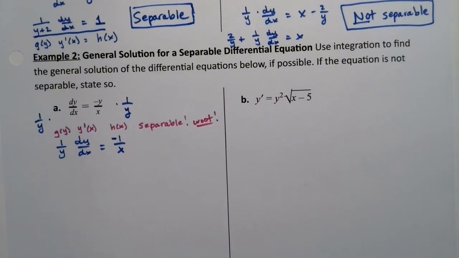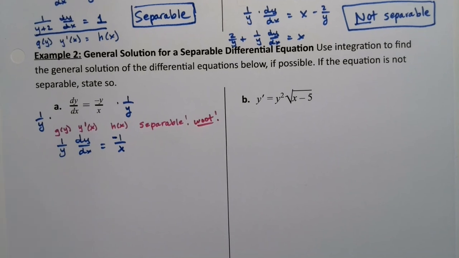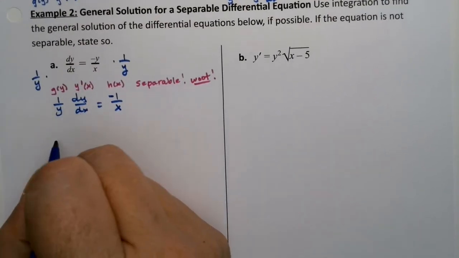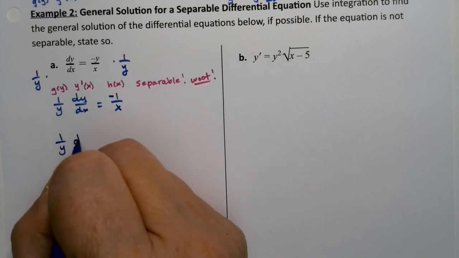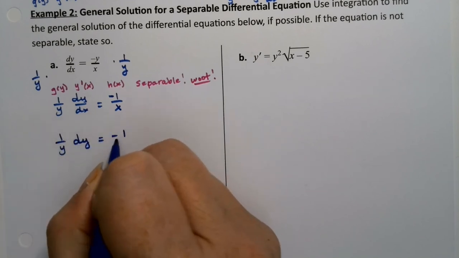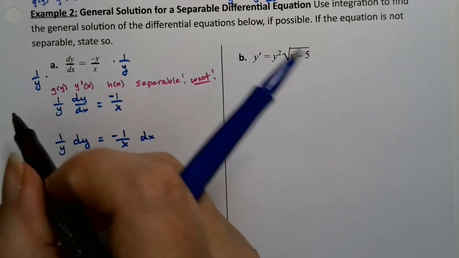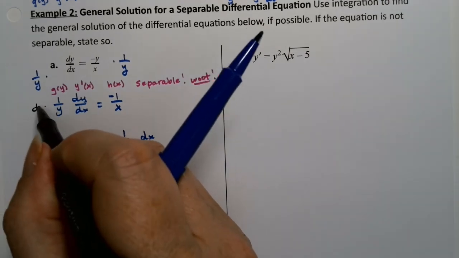Woot. All right, so how do you solve these? Well, what you want to do is get the differential out of here. So it's 1 over y dy equals negative 1 over x dx. I multiplied both sides, if you will, by dx.